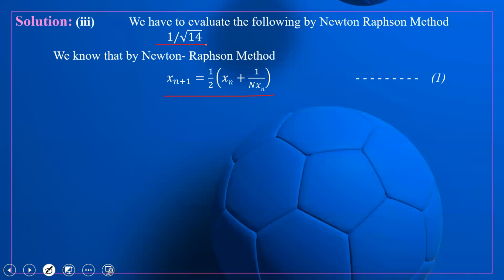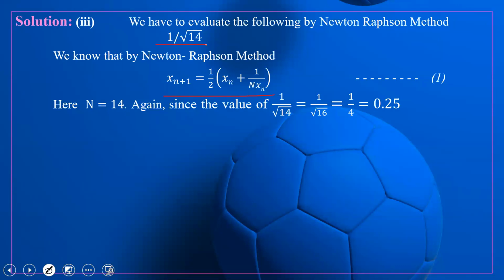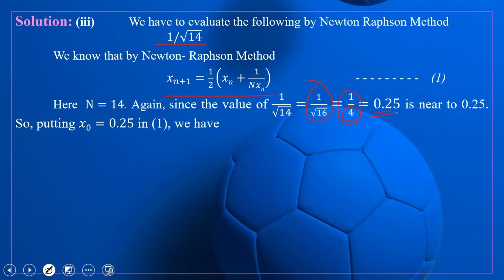Again, look here, n is equal to 14. The value of 1 upon root 14 is near to 1 upon root 16. And what is the value of root 16? It is 4. So we can write 1 upon 4, which is 0.25. So putting x0 equal to 0.25 in the formula.